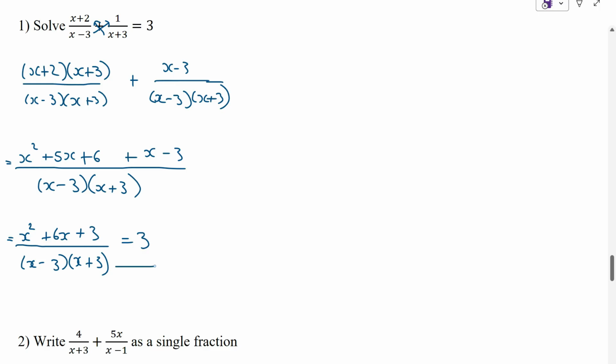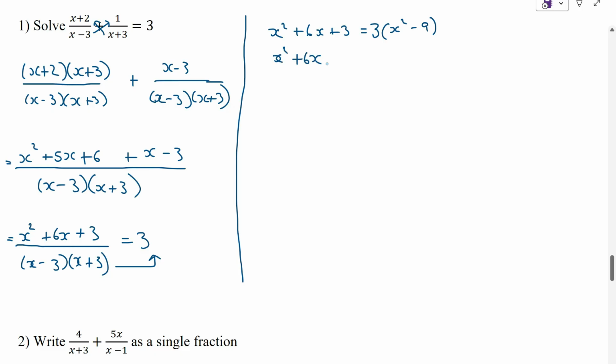So again, like last time, let's take this denominator over and make this equation linear. So x squared plus 6x plus 3 equals, I'm just going to multiply this out, x squared minus 9. Okay, let's get one side to equal 0, so let's take all of this over to the other side.